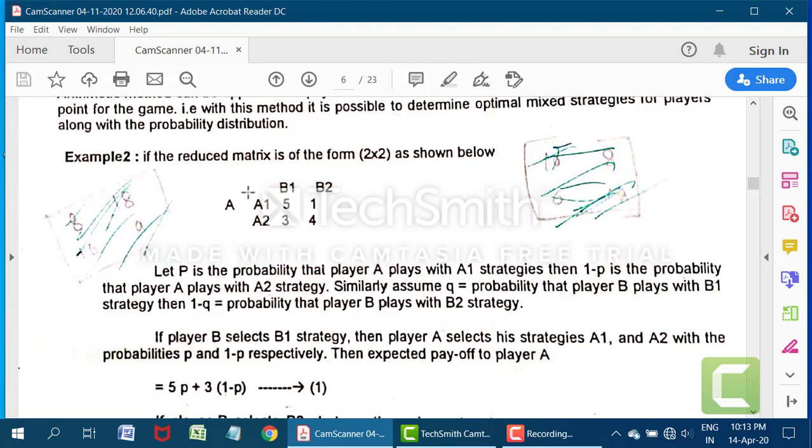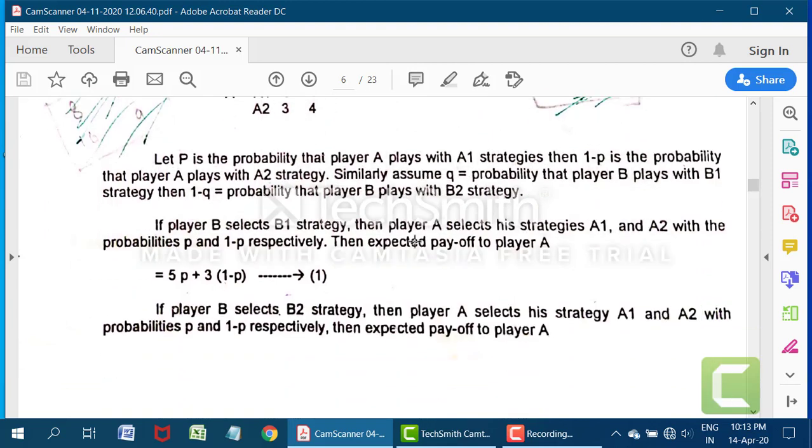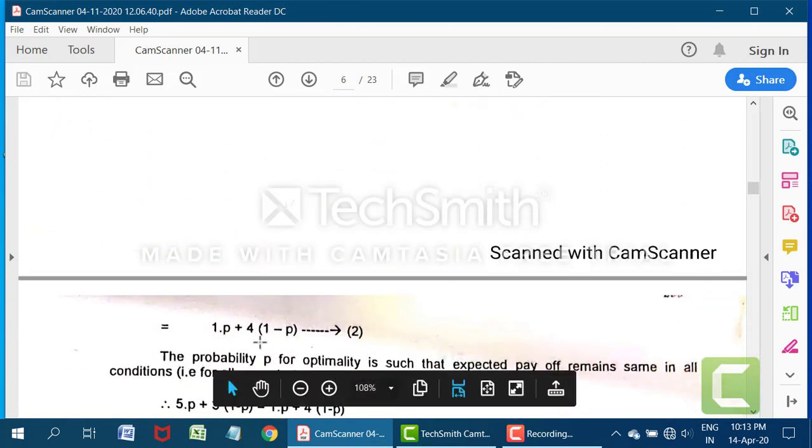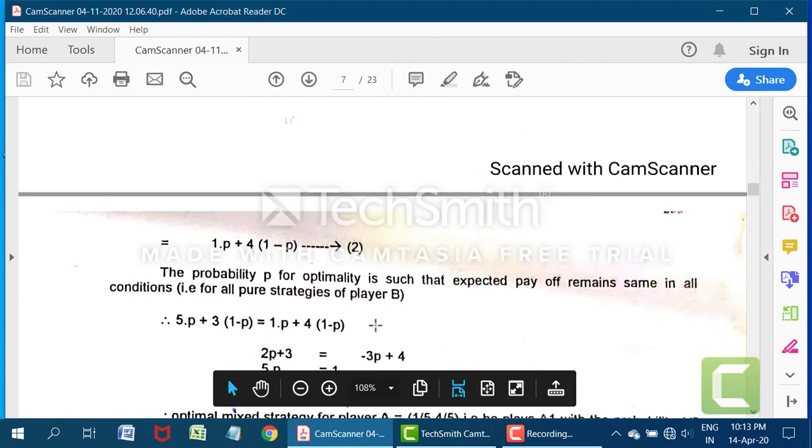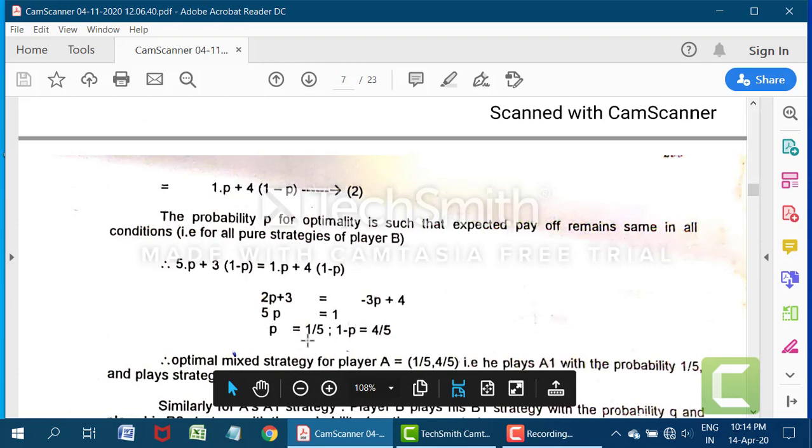When B plays with the B1 strategy, the expected payoff to A will be equal to 5 into P plus 3 into 1 minus P. When B plays with the B2 strategy, the expected payoff to the player A equals 1 into P plus 4 into 1 minus P. So these are the expected payoffs in both conditions, and they will be equal and should be maximum. He assumes that the expected payoff in all the varying conditions must be equal. So equate these two expressions, find the value of P, and you will get P equal to 1 by 5.